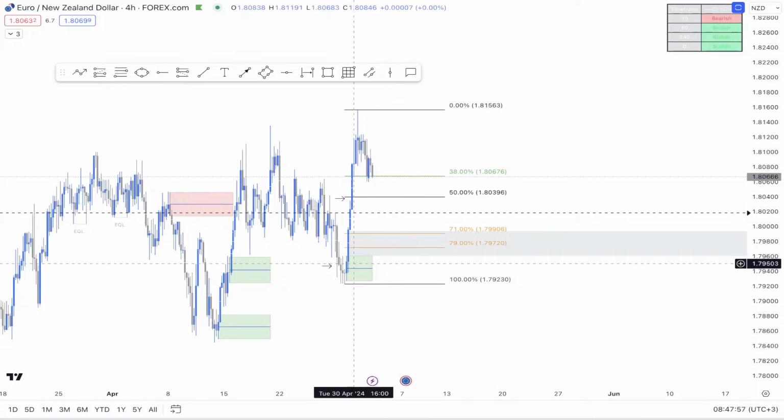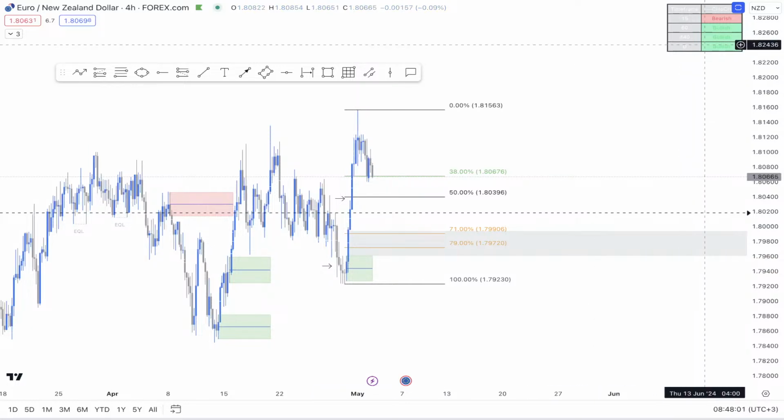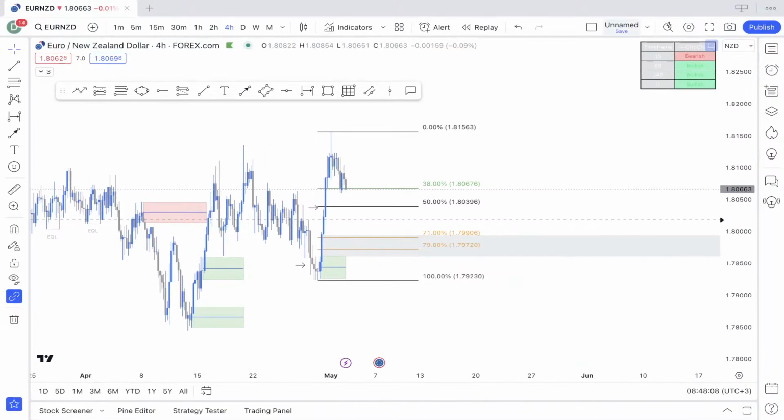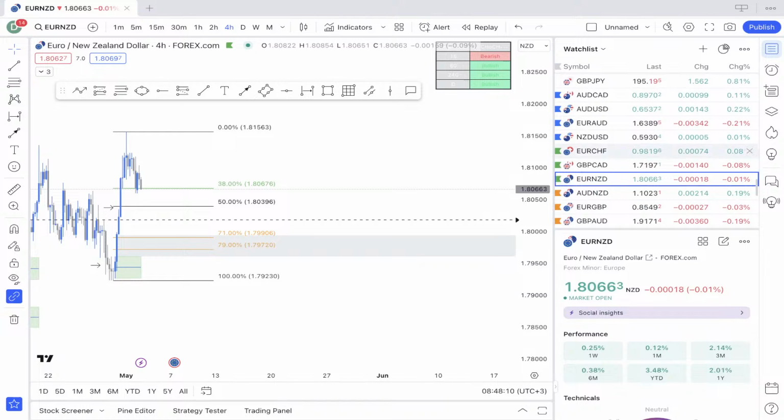Right below it, we have a bullish trader order block as well. Daily and 4-hour are both bullish on the graph, and so far we can see that this pullback also looks nice and corrective. Okay, so yeah, on that note, we'll end today's Forex analysis right here.